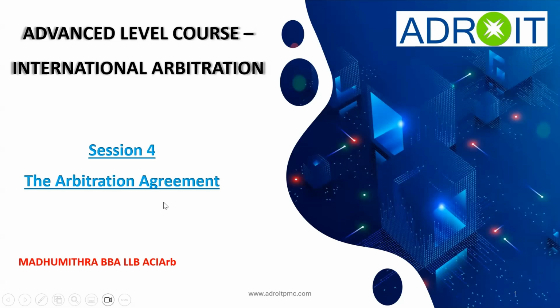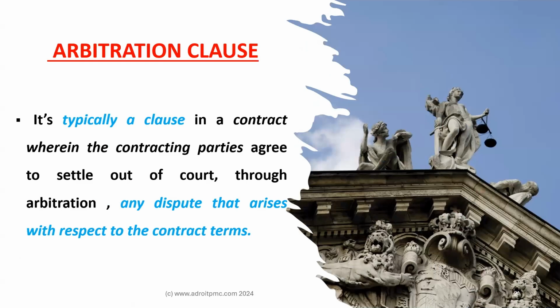Our next session is the arbitration agreement. So before starting, let me brief how the arbitration proceeding actually commences. First, there will be a contract between the parties, and they will be having a dispute resolution clause as a term in the contract, and there will be some period of time wherein they will be executing the contractual works, and after that, obviously, in most of the contracts there are disputes and there are differences between the parties.